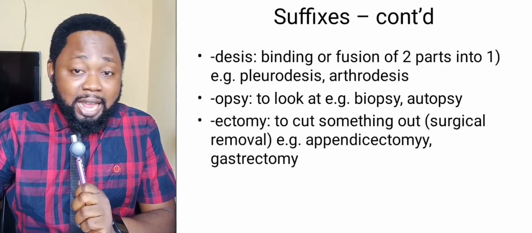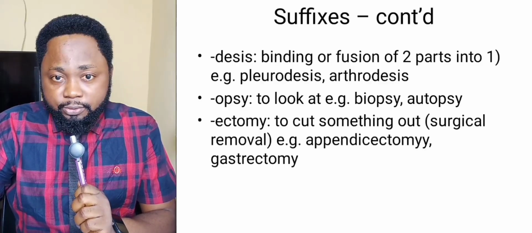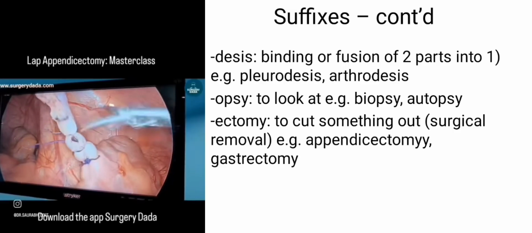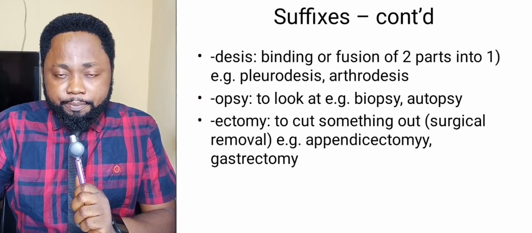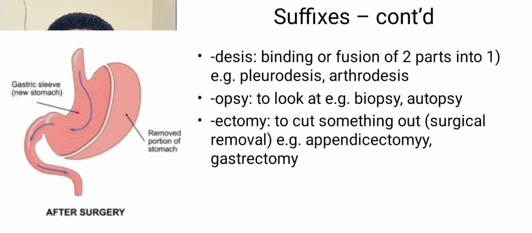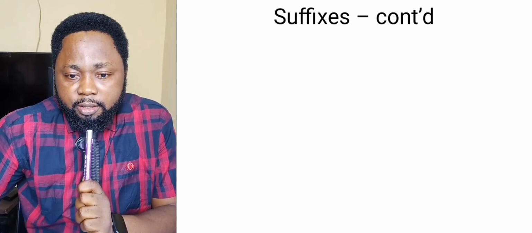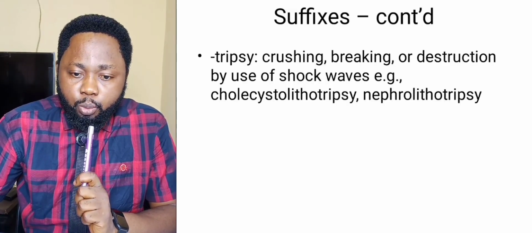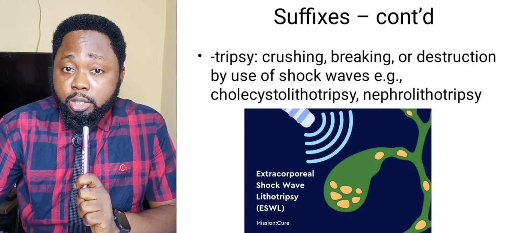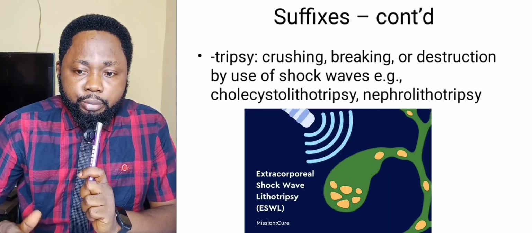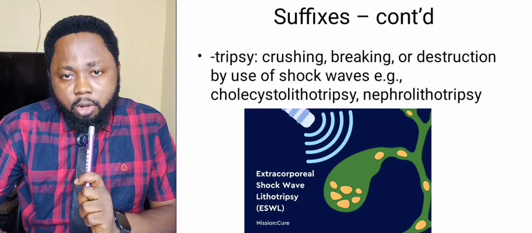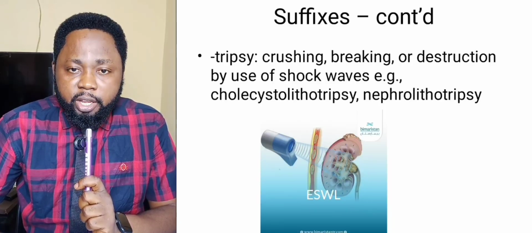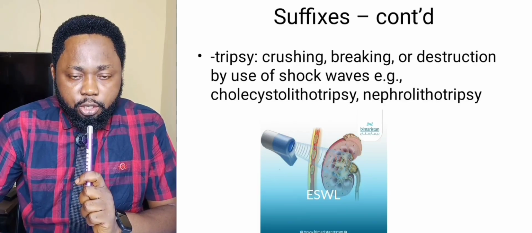Ectomy means to cut something out or to surgically remove a part of the body. Examples include appendicectomy, which means removal of the appendix; gastrectomy, which means the removal of the stomach. Tripsy refers to the crushing, breaking, or destruction by use of shock waves. Examples include cholecystolithotripsy, which is the breaking or destruction of gallstones by shock waves. Nephrolithotripsy means the breaking of kidney stones by use of shock waves.